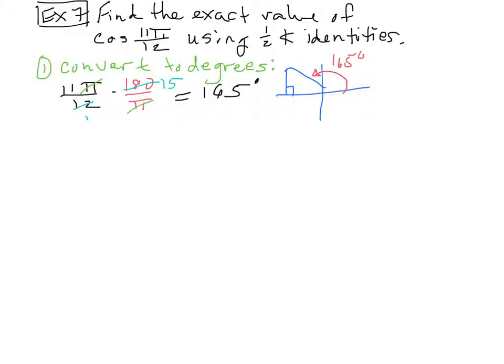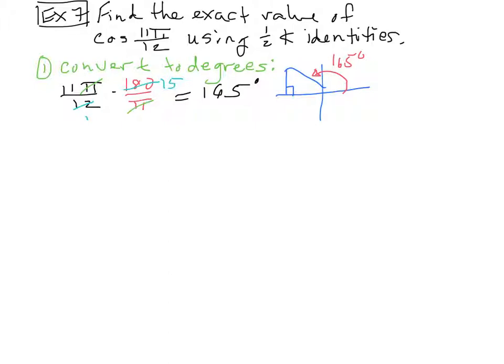So we can't use our traditional methods because I don't have a special right triangle with 15 degrees. But we do have to double our angle. So in order to use a half angle identity, we'll double the angle. That will double my reference angle. What's double 15? Now I can use that. So that's the joy of using these half angle identities.